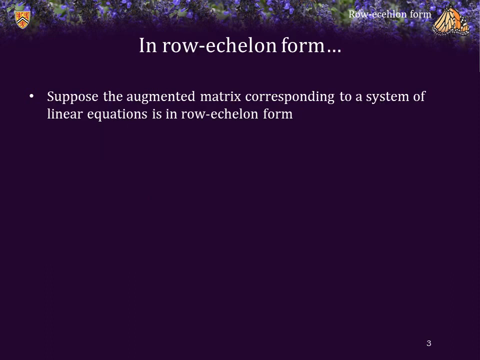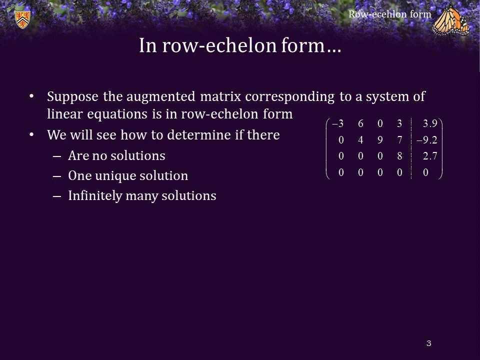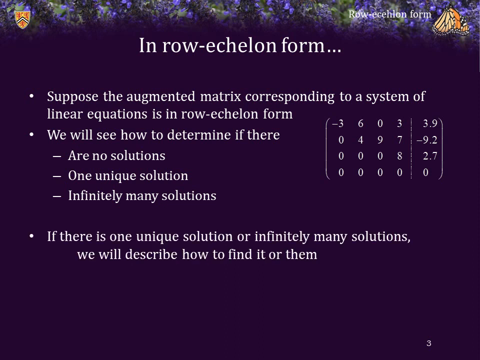Now, suppose that the augmented matrix corresponding to a system of linear equations is in row echelon form. To remind you very quickly, row echelon form means that each subsequent row has at least one more additional leading zero, and all zero rows are at the end of the matrix. In this case, we will see how to determine if there are no solutions, one unique solution, or infinitely many solutions. And if there is either one unique solution or infinitely many solutions, we will describe how to find it or them.